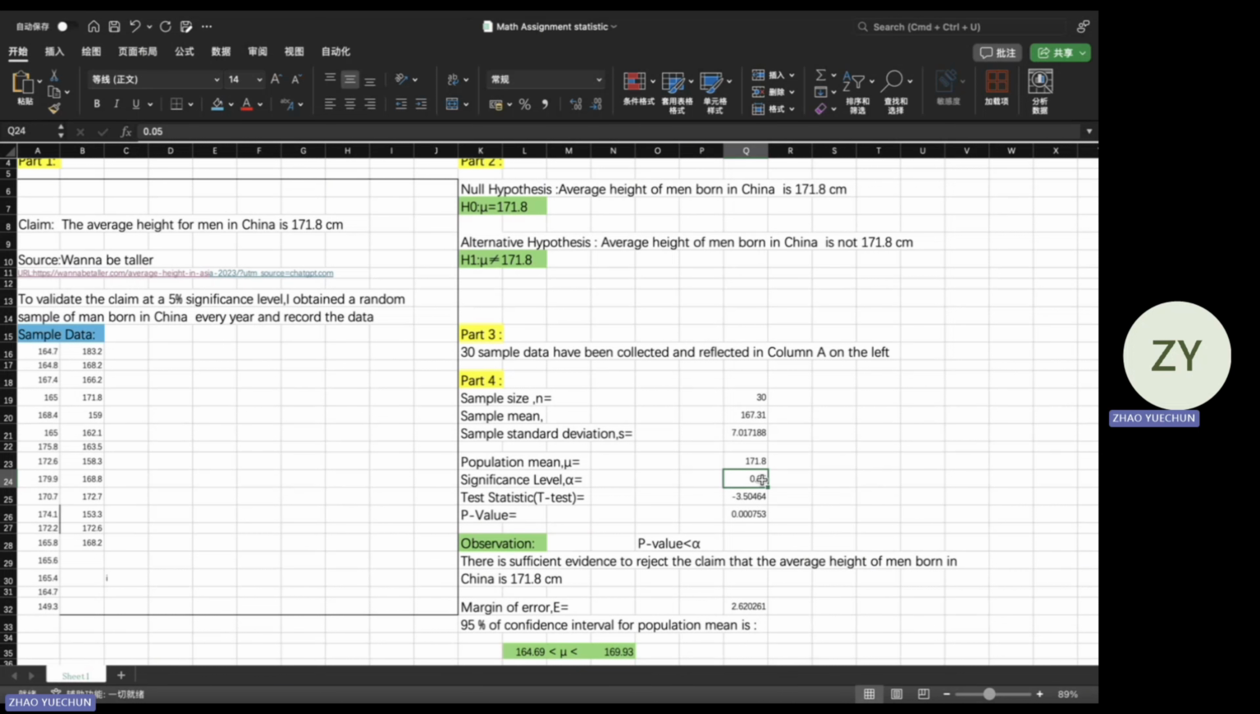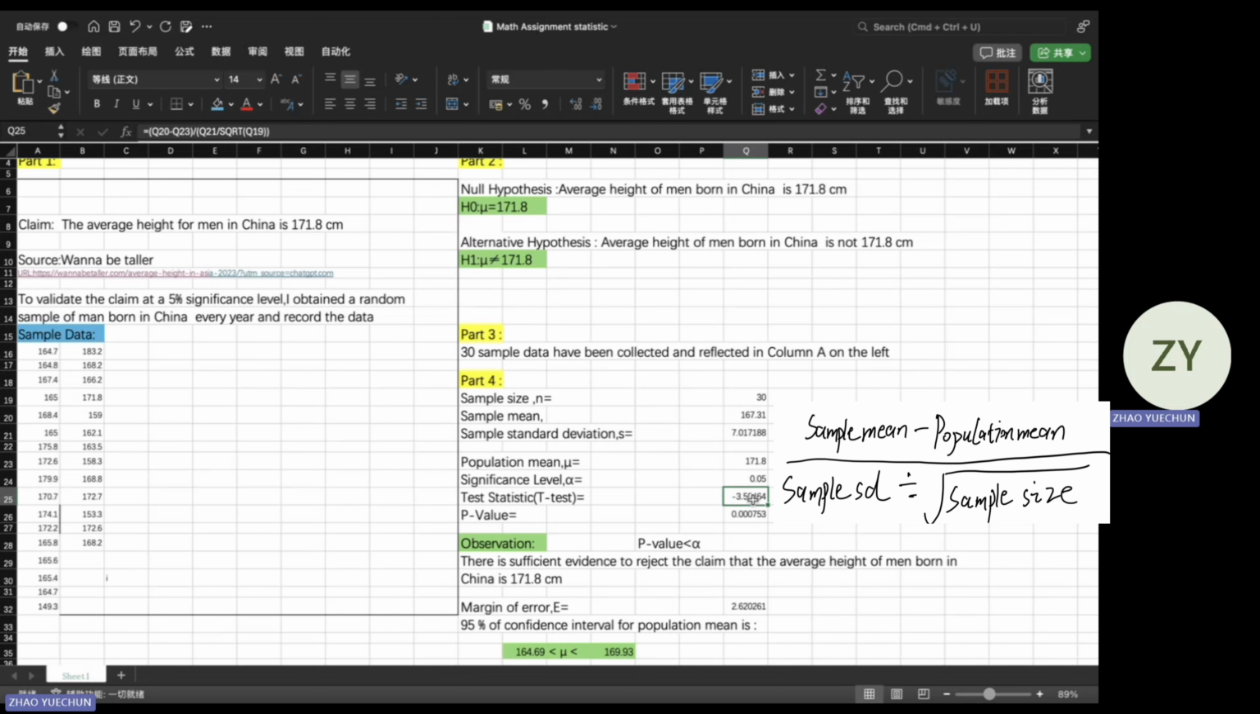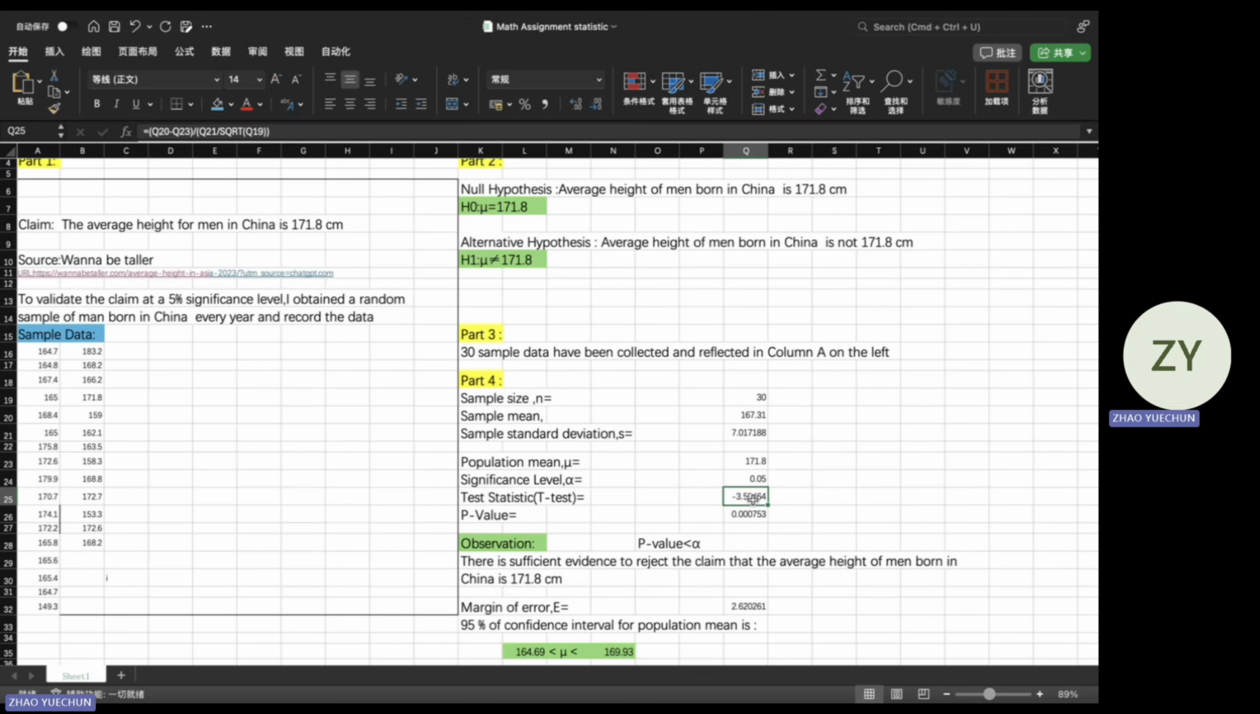With these values, we conduct a t-test to determine if the sample mean significantly deviates from the claimed population mean. To do the t-test, we use the sample mean minus the population mean and divide by the sample standard deviation over the square root of the sample size. To find the p-value, we use a formula to calculate it. We type T.DIST.RT, and inside the bracket, we type the absolute value of the t-test statistic, comma, sample size minus 1.